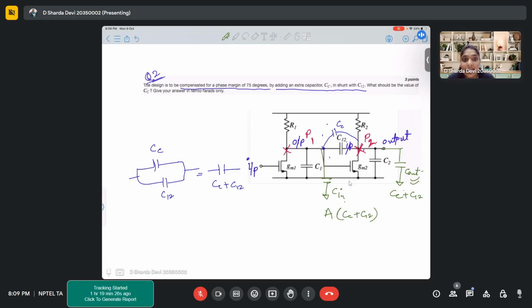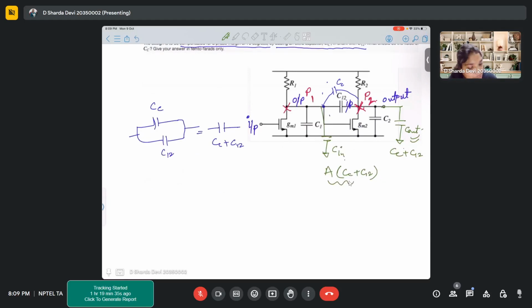Are you getting my point? How much? So here the factor, earlier when there was no CC, how this C12 was changed. So C in dash was A times of C12 and C out dash was C12, correct?